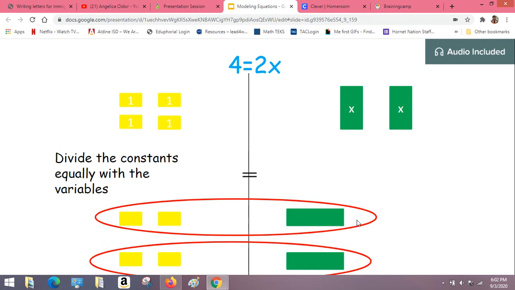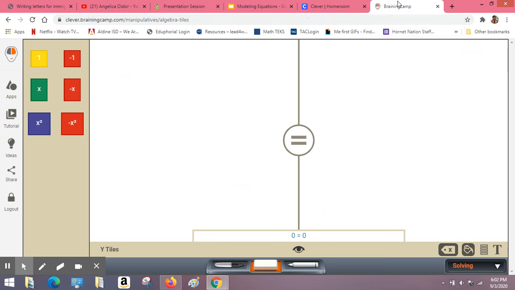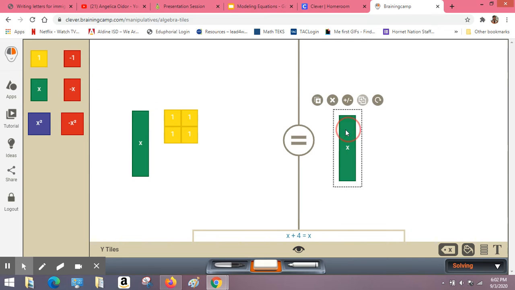Okay, so once again, let's go to our Braining Camp and go through it briefly. So we had x plus 4 equals 3x. So Braining Camp, x plus 4 equals 3x. Okay, so copy.